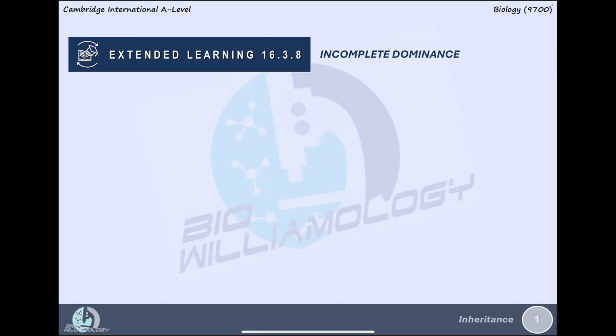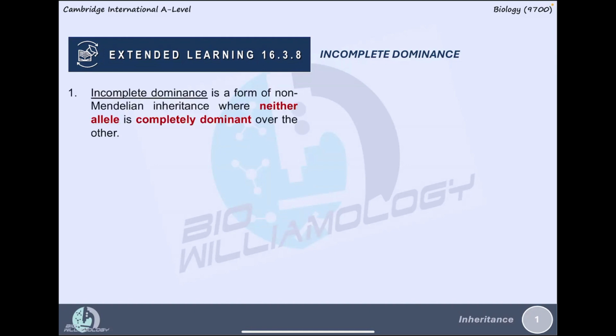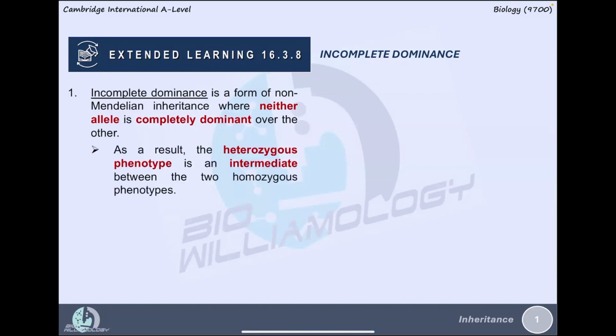In this lesson, we will explore incomplete dominance. Please do take note that incomplete dominance is not part of the A-Level Biology A2 syllabus. Let's get started. Incomplete dominance is a form of non-Mendelian inheritance where neither allele is completely dominant over the other. As a result, the heterozygous phenotype is an intermediate between the two homozygous phenotypes.